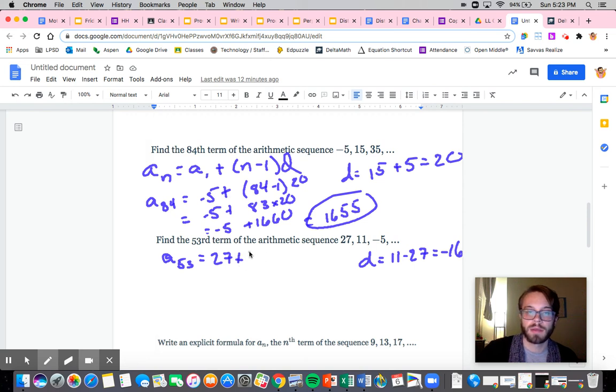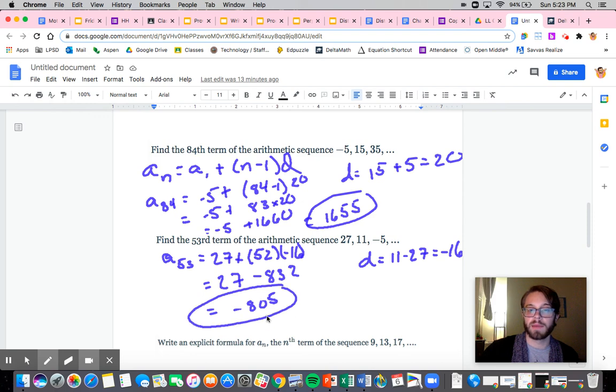Plus, well, that ends up being 52, right? Because it's 53 minus 1 times -16. Well, what is 52 times -16? I don't know this one off the top of my head. It equals 27 minus 832. So that would be -805. Right? So again, that would be really annoying to do with the recursive formula.